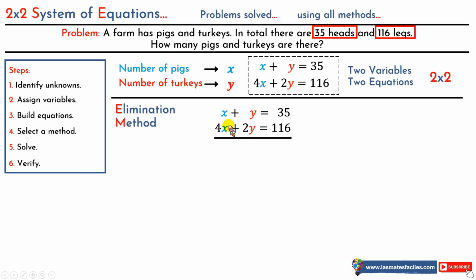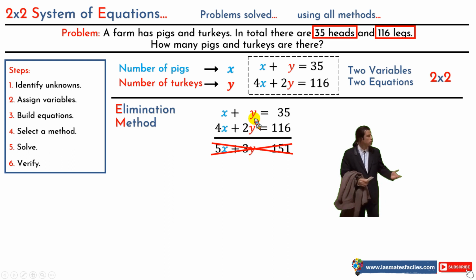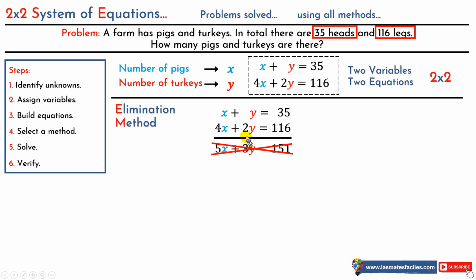The objective is to add and eliminate a variable, x or y. Okay, let's add. X plus 4x equals 5x. Y plus 2y equals 3y. 35 plus 116 equals 151. But we have a problem here. We add the equations but don't eliminate anything, x or y. We can't add like this. We must prepare one or both equations before adding.